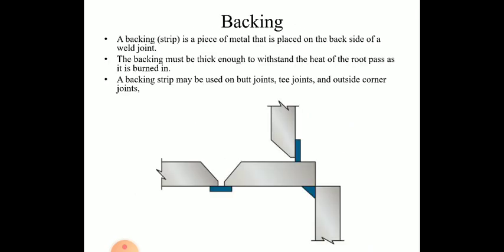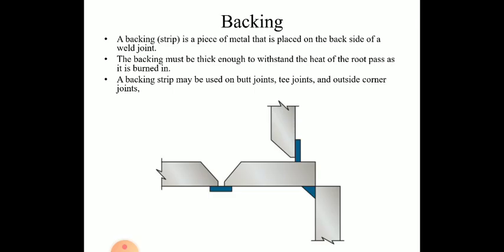Now the important thing is also the backing. Backing is another kind of operation that is to be performed when we are welding higher thickness, that is thicker material. We need to provide a backing material so it can withstand and stop the molten metal from melting into the weld pool and solidifying. The backing strip is a piece of metal placed on the back side of the weld joint, and it should be thick enough to withstand the heat of the root.